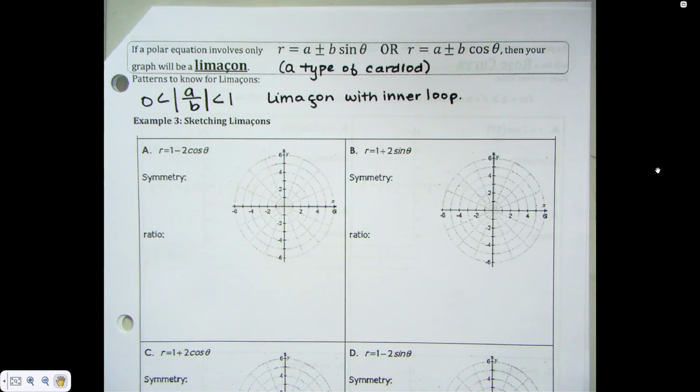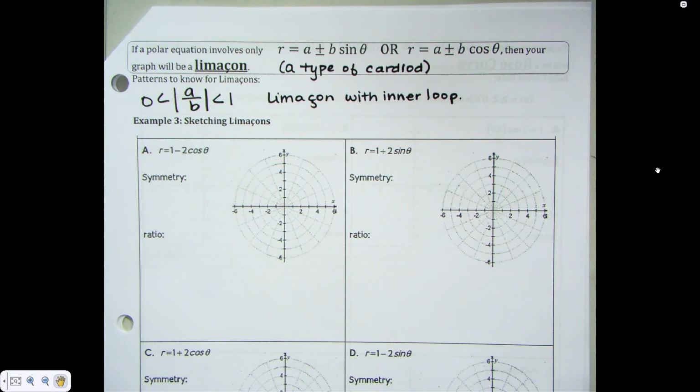All right, this is our last one for day one. We have another type of cardioid, so you might need to stop here just to fill it in, but we have one more example where the ratio of A to B is between 0 and 1. And this is what's going to create a limacon with an inner loop. And before you get too worried, we're just going to do the top two. I'll let you try the bottom two on your own and then check it against the answer key online.